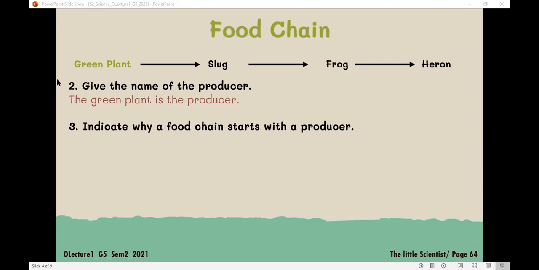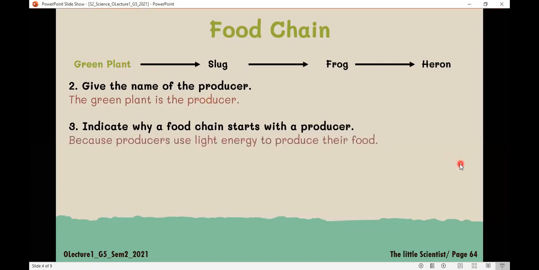So does another organism give the plant its energy? Well, it makes it by its own. So we cannot put anything before the green plant because there is no organism that gives the green plant the energy it needs. Green plants make their own food. They use the energy from the sun to make their own food. So no other organism can give them the energy they need.